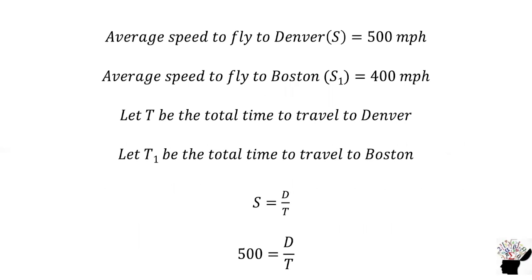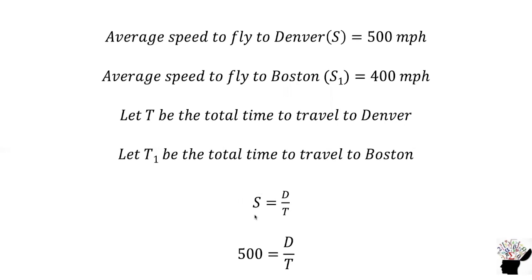Now, in the question, it says that the average speed to fly to Boston is what? 500 meters per hour. The average speed to fly back to Denver is what? 400 meters per hour. We can represent the first average speed as S and the second average speed as S1. And we can also represent the first total time as T, and the second total time as T1.